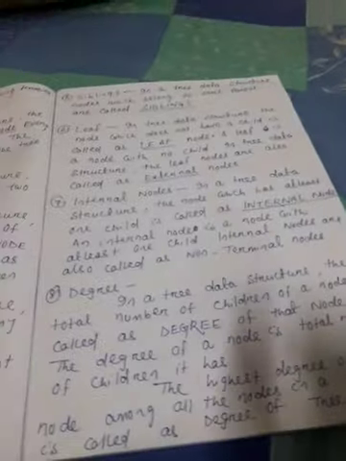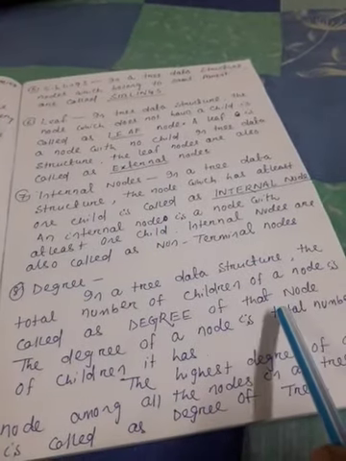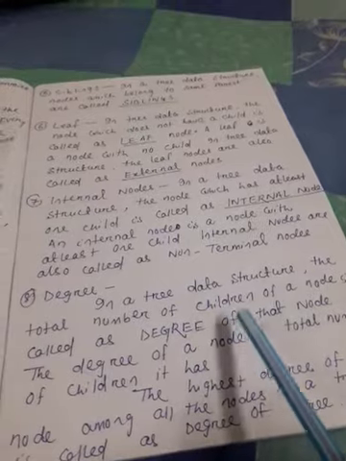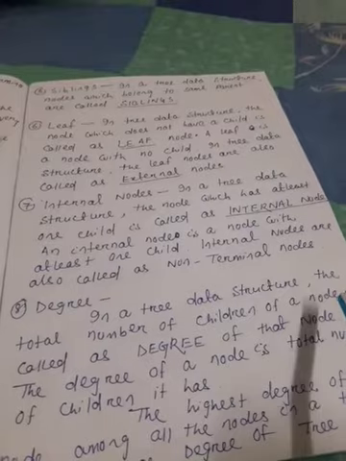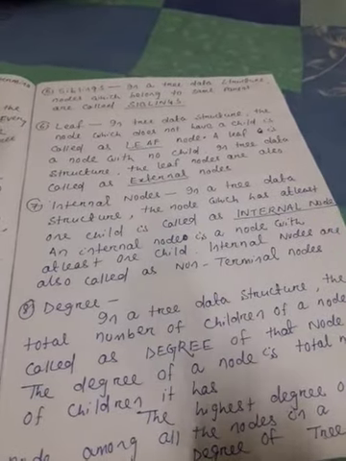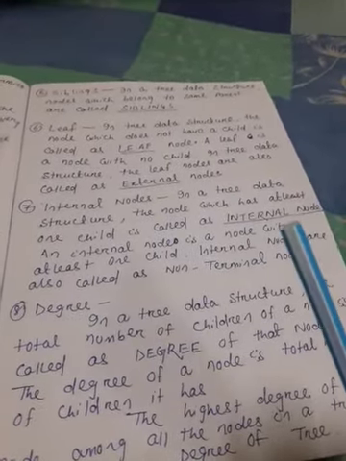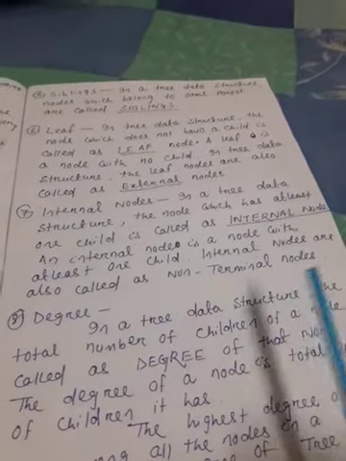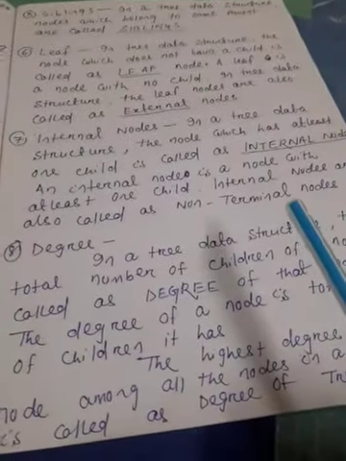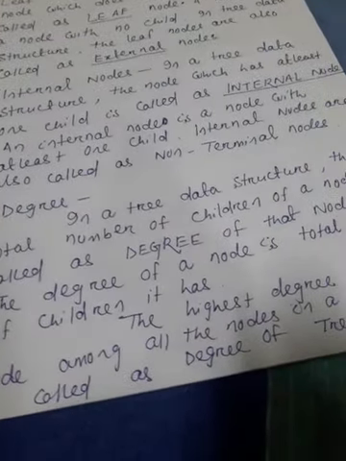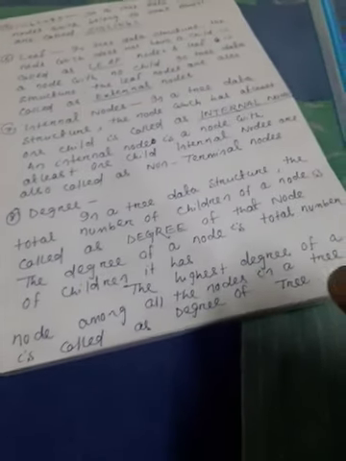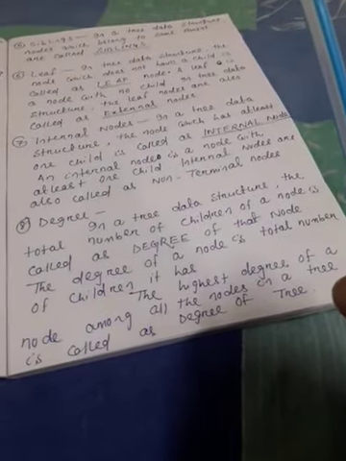Then see here, degree of node. So what is the degree of a node? In a data structure, the total number of children of a node is called the degree of that node. The degree of a node is the total number of children it has. The highest degree among all the nodes in a tree is called the degree of the tree.